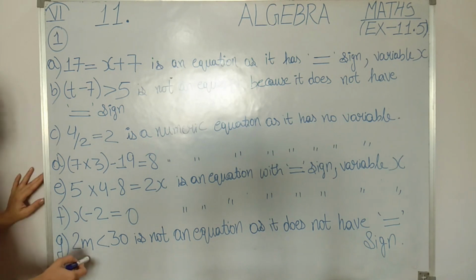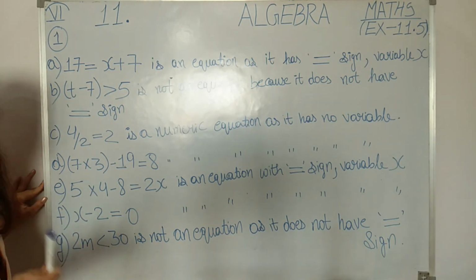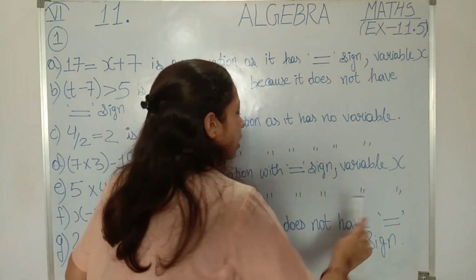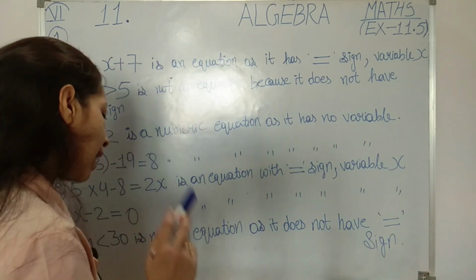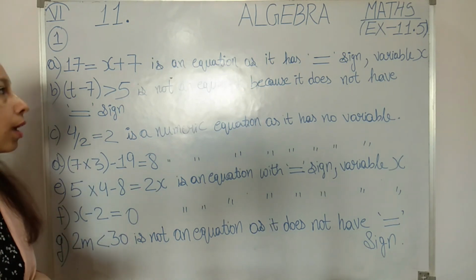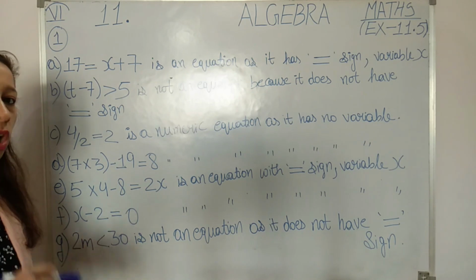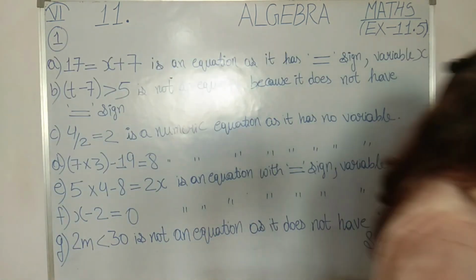Point number G, 2m is less than 30. We can see here equal to sign is not there, so it is not an equation. So I have written: is not an equation as it does not have an equal to sign. So students, after point number G, up to O, you work with the same reasons, in the same manner you can solve these. Note it down, then we will quickly start question number 2 students.